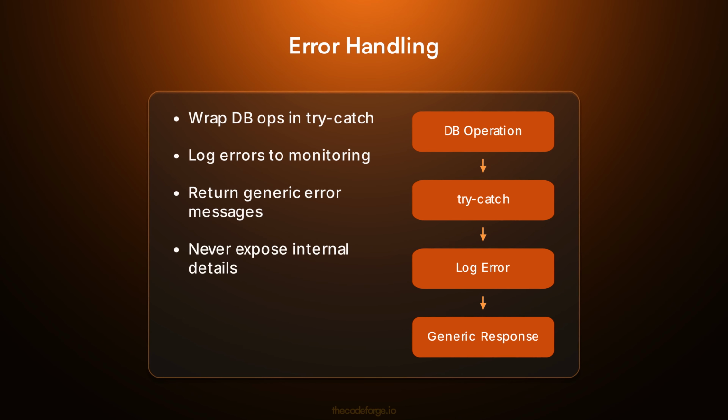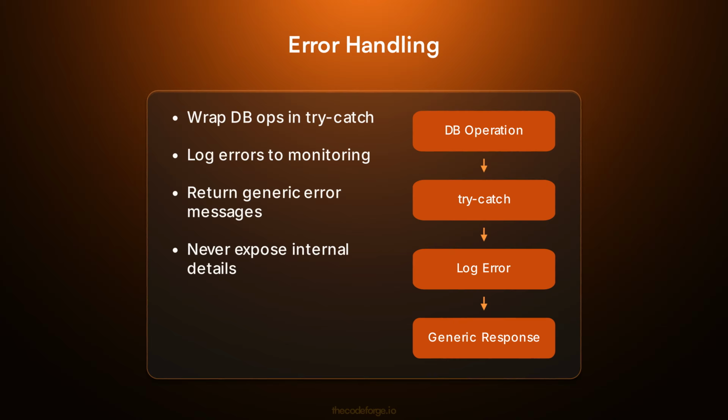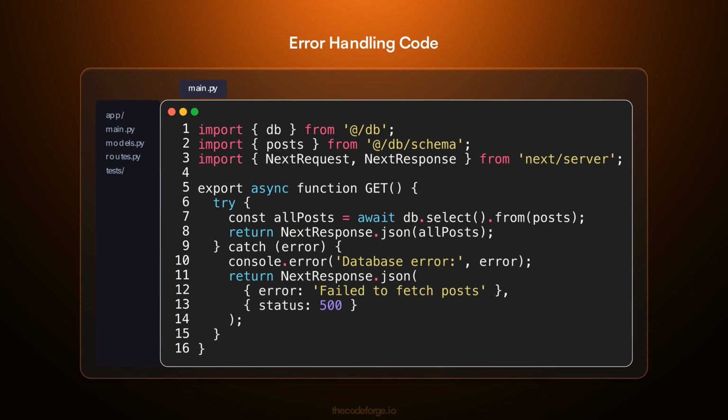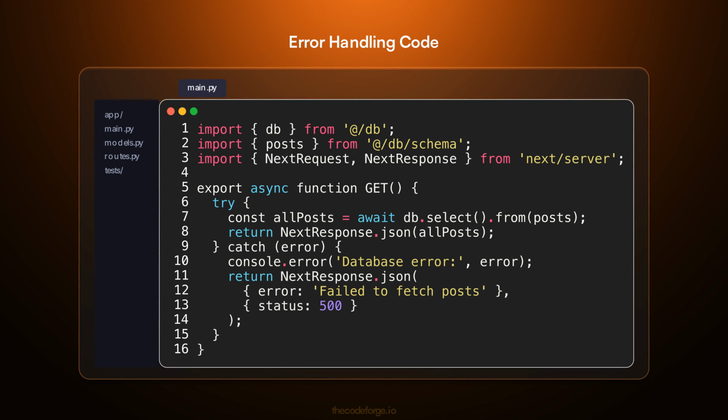Wrap database operations in try-catch blocks and return meaningful error responses. Log errors to a monitoring service, but avoid exposing internal details to the client. This pattern catches database errors and returns a generic 500 response. Never send raw database errors to the client. They may contain sensitive information.